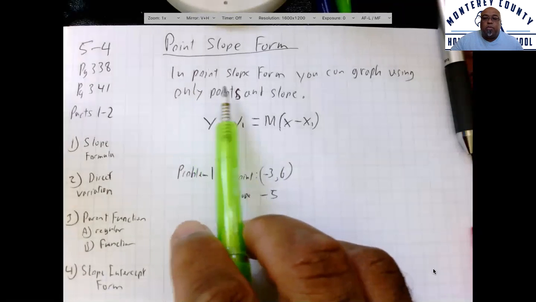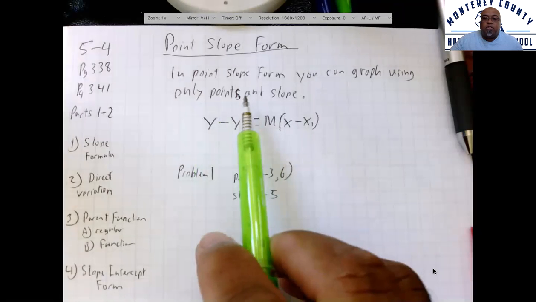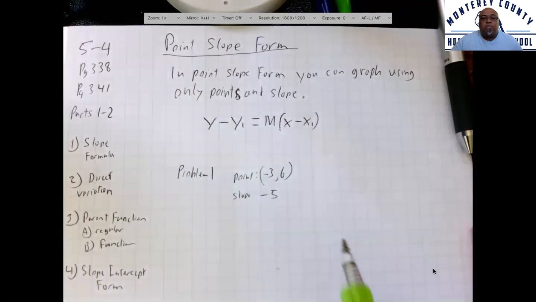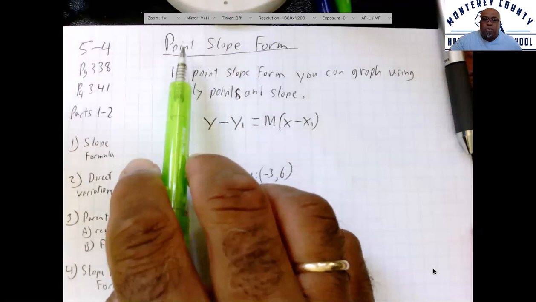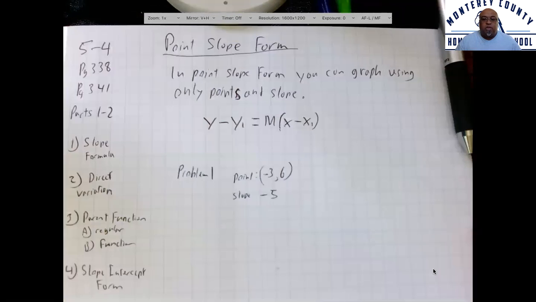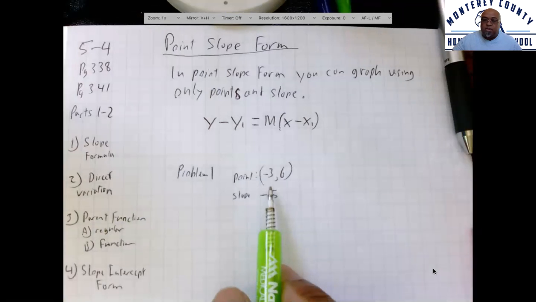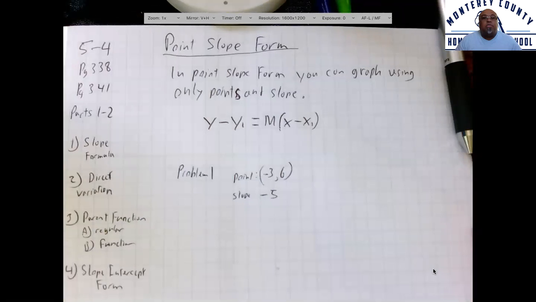In point-slope form, you can graph using only points and the slope. So the first form that we did a lot of work with was the slope-intercept form. In the slope-intercept form, the main idea is the slope. Like, hey, here's the slope, here's m. It's super easy. In the point-slope form, the focus is a little bit on slope, but it's more on the points themselves. So given that you have a point, like in this case, I have the point -3, +6, okay?